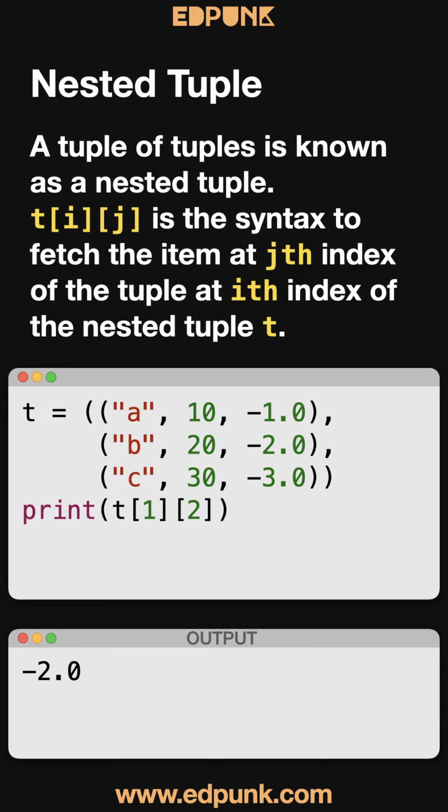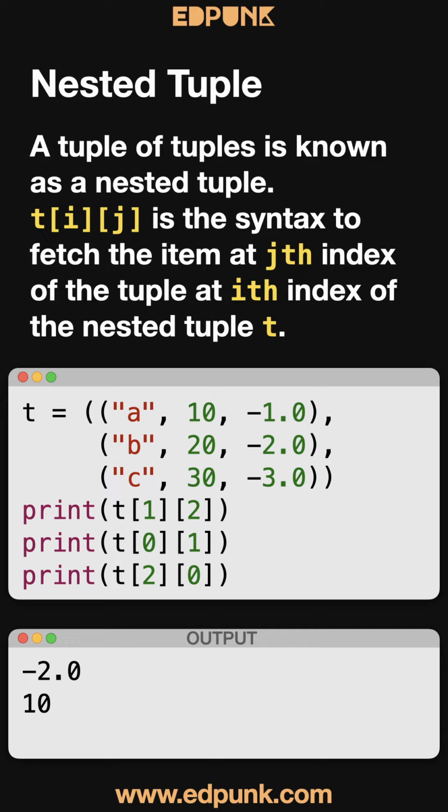Similarly, to display the second item of first tuple, we can print T[0][1]. The output obtained is 10. If we want to display the first item of the third tuple, we can print T[2][0] and the output obtained is string C.